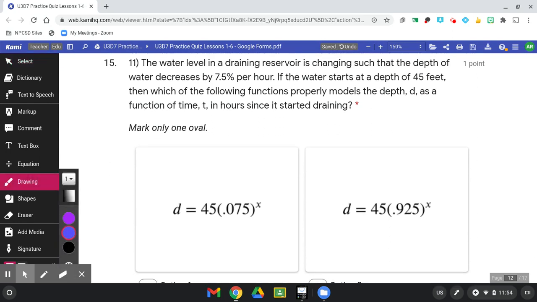Okay, now the water level in a draining reservoir is changing such that the depth of the water is decreasing. So that means it's decay, and it's decreasing by 7.5% an hour. So the rate is equal to 0.075, but we're decreasing, so our b value is going to be 1 minus 0.075, which is equal to 0.925. So this is our b value, and if it's starting at a depth of 45 feet, that is our a value. Okay, so that would be this answer here.